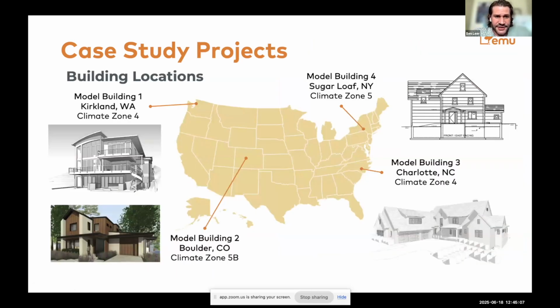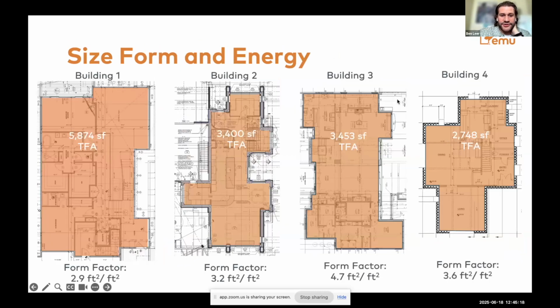These are the 4 projects. We've got Boulder, Colorado, Kirkland, Washington, Sugarloaf, New York, and Charlotte, North Carolina. The projects are all similar in scale, although there's a smaller one and a larger one. The 2 middle ones are about the same.